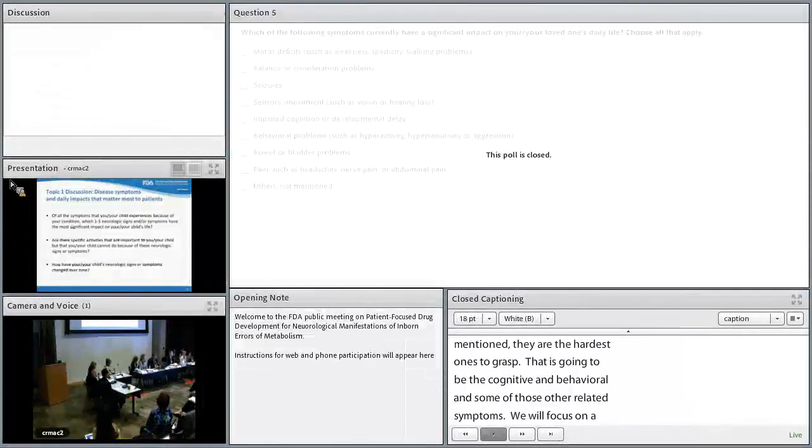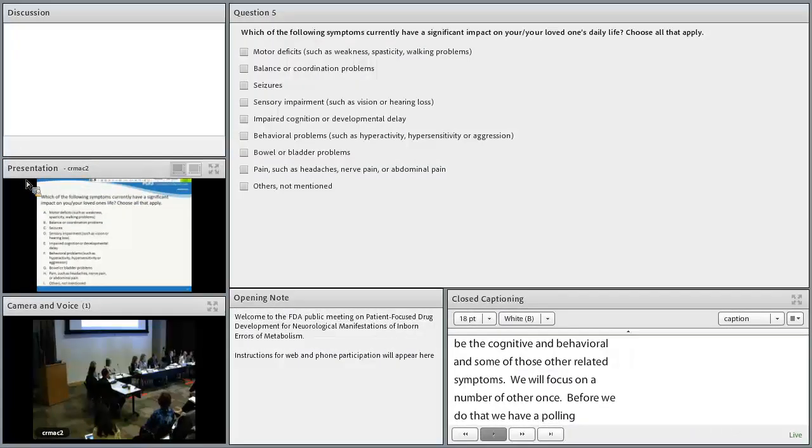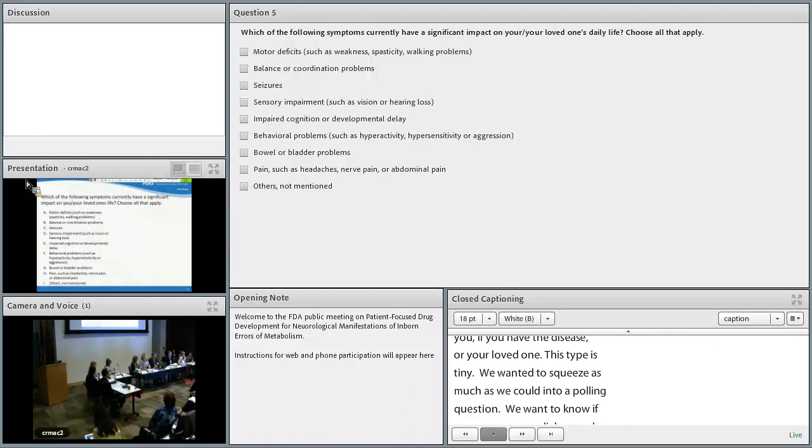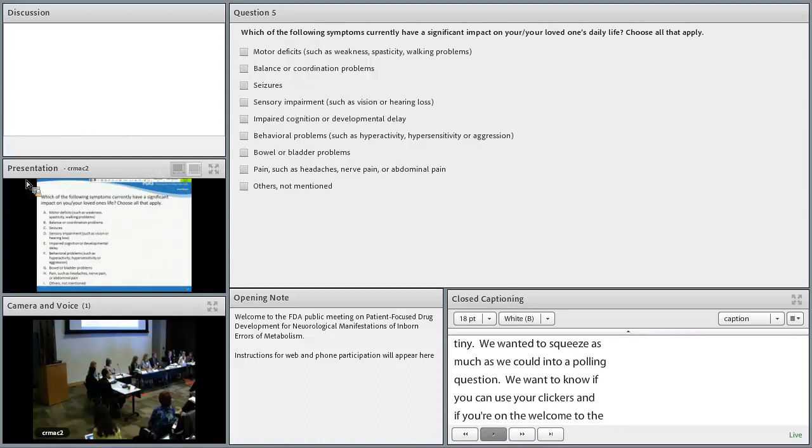Before we do that, we have a polling question that will help put in context what all of you in the room think are the most important effects that affect you if you have the disease or your loved one. This type is tiny. We wanted to squeeze as much as we could into a polling question. But we want to know if you can use your clickers, and if you're on the web, go through the webcast. Which of the following symptoms currently have a significant impact on your or your loved one's life if you're the patient? Please choose all that apply.